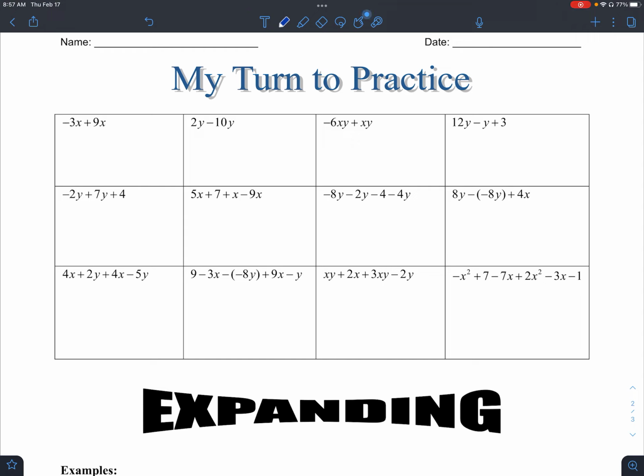Okay, so my assumption is that you have completed them already. Okay, so for the first one, they're both like terms because they have the same variable. So negative 3x plus 9x, basically we have to do negative 3 plus 9. So that would be 6x.